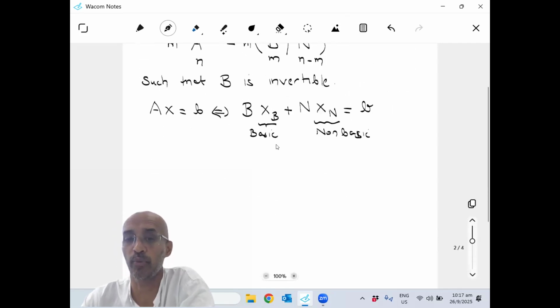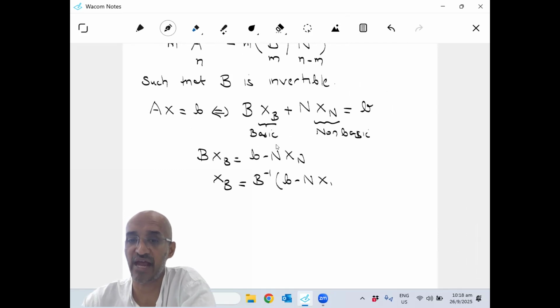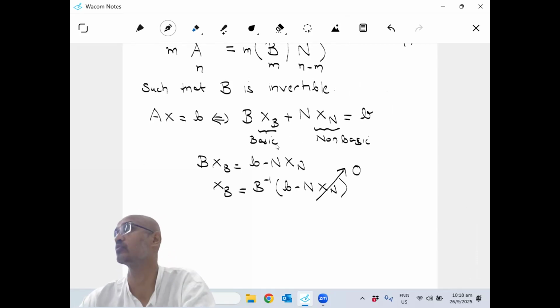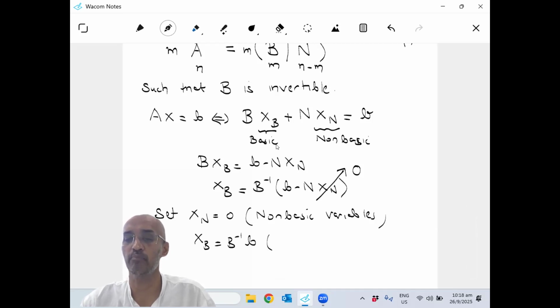So what do we do? Because we know our matrix B is invertible, I can rewrite this as B x_B is equal to b minus N x_N, and B is invertible, which means I can rewrite this as x_B equals B inverse times (b minus N x_N). And now all I'll do is force the non-basic variables to be 0. So I will set x_N to be 0, and this will imply that x_B has to be equal to B inverse b, which are my basic variables.